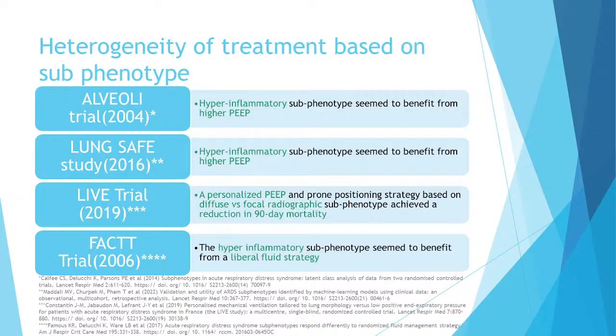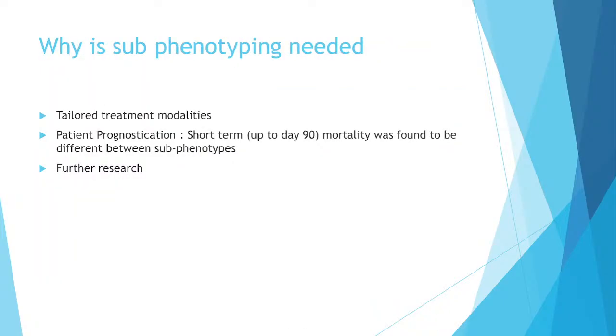So this is why I am telling why subphenotyping is important. Tailored treatment modalities and tailored prognostication, like different subphenotypes may have different mortality. In some studies it has been shown. So you will be able to prognosticate better. At the same time, it is the scope of further research. It is like a paradigm shift in the area of ARDS. So that's all about subphenotype.